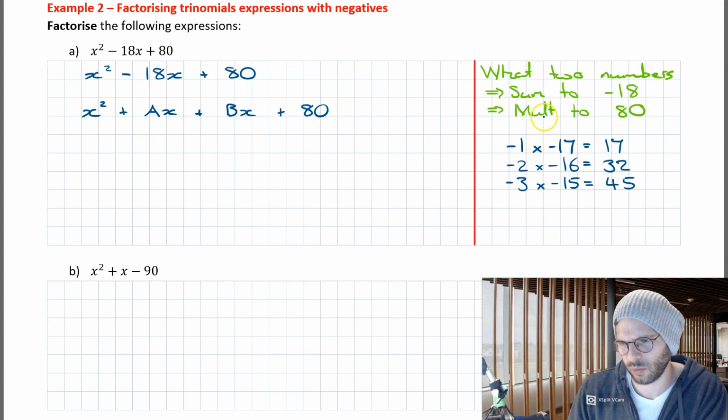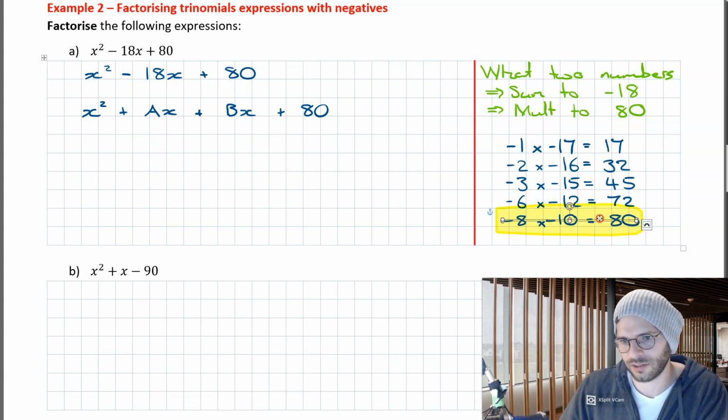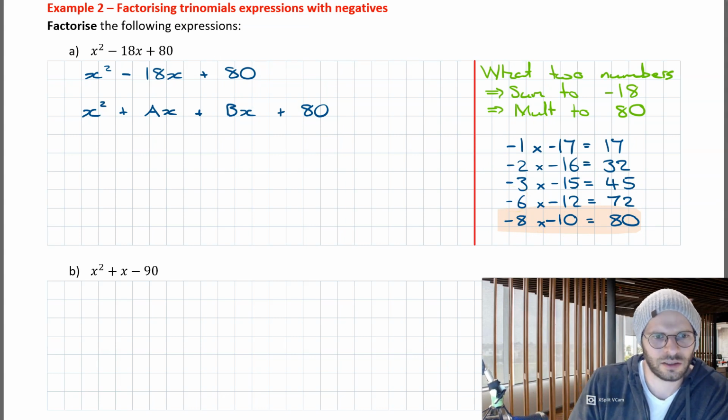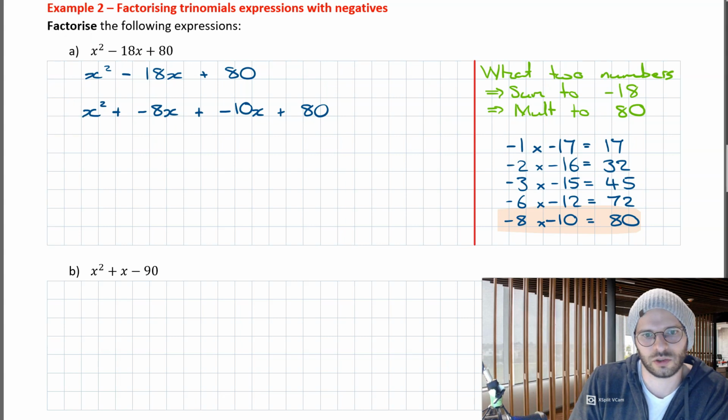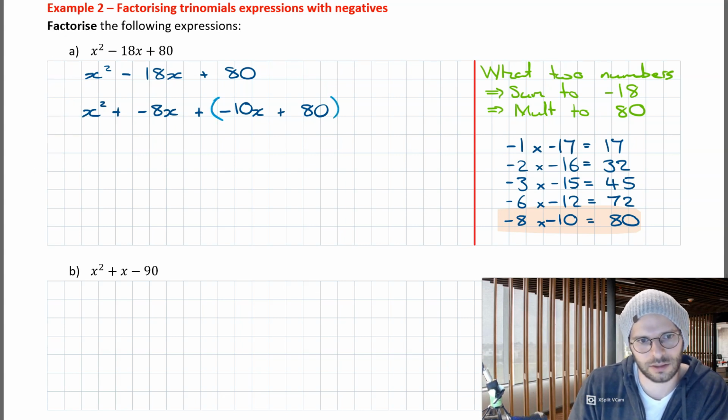Let's jump all the way up to 6, and that will give us 72, so we're almost there. And now that I'm close, I can see it. Let's go minus 8 and minus 10, and that's obviously 80. So there we have our two numbers for a and b, minus 8 and minus 10. Putting this together, we're going to go plus minus 8x plus minus 10x. And it's at this point we can do our implied bracket. So bracket, bracket.